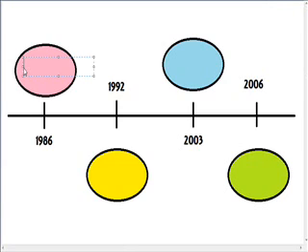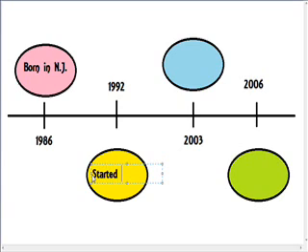So this first event, this timeline is actually about me, and so the first thing in my life, I don't like that color, the first thing in my life is that I was born. And I'm going to put where just to make it a little more interesting. Born in New Jersey. In 1992, I started first grade, and that's not going to fit in that circle. So we're going to make this work. Center it off. I started first grade.